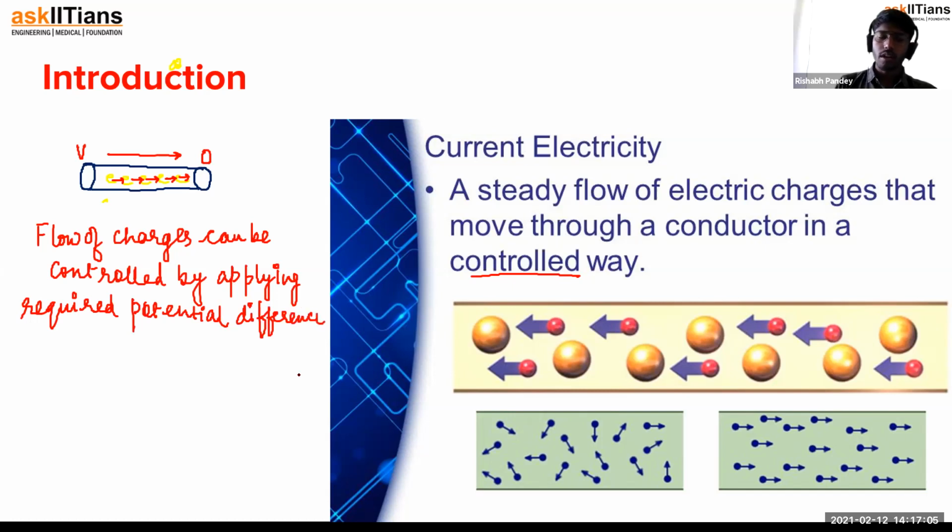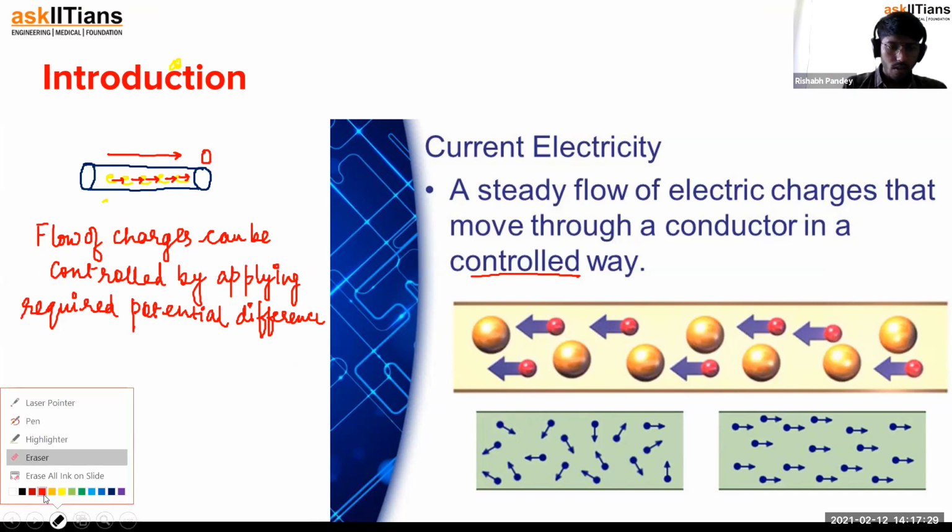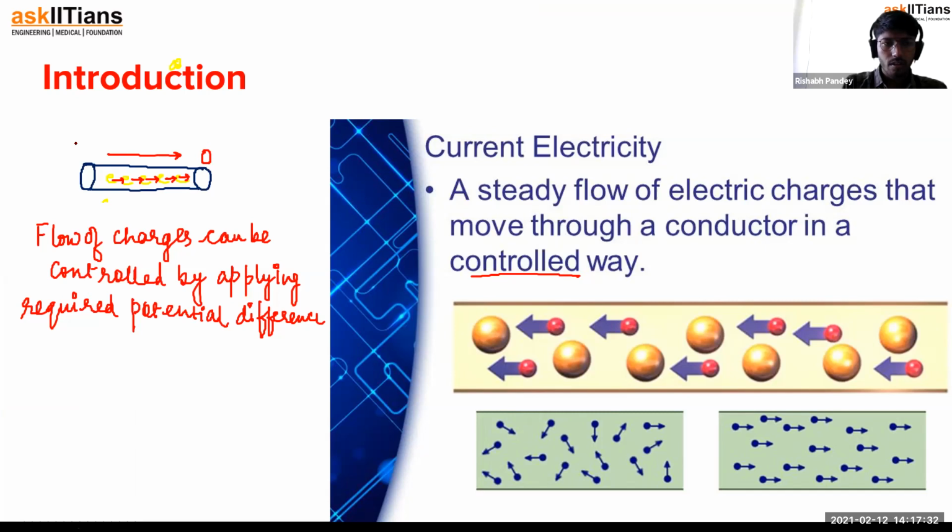If I want the current to flow at a very high speed, obviously I'll have to increase the potential. Let's say if I increase the potential from V to 2V, the flow of current will increase. But if I want the current to flow at a lower speed, then obviously I'll have to decrease the potential. So now I have decreased the potential from 2V to, say, 1 to 0, a very small potential difference. So here the current will flow in a very steady way, in a very slow pattern.